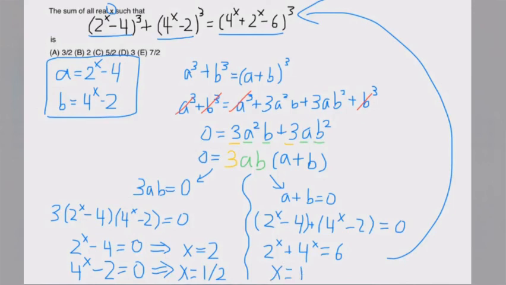Okay, so now we have x = 2, x = 1/2, and x = 1. And there's nothing else we can do. We've already exhausted both of the equations we had. So now we can just add the sum of all real x. So 2 + 1/2 + 1, that's equal to 7/2. So that's the answer.